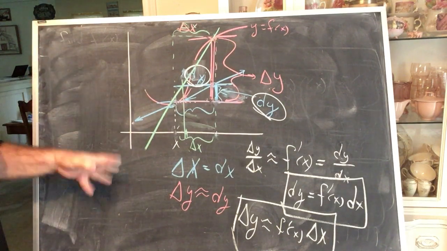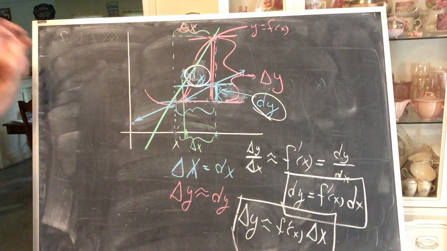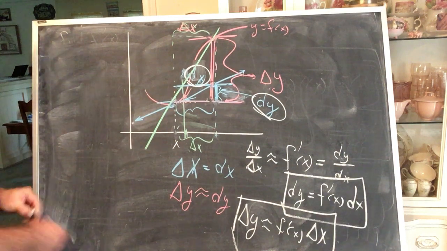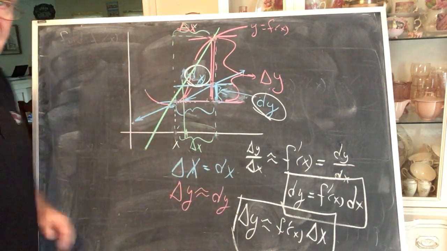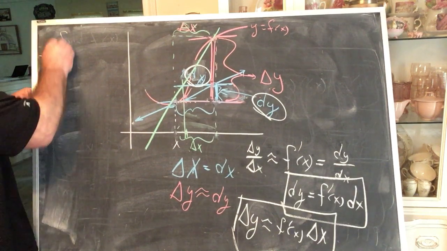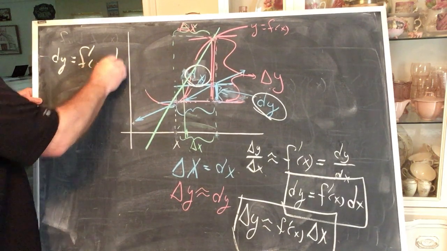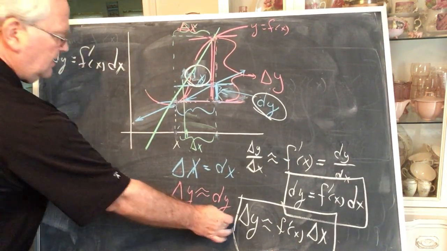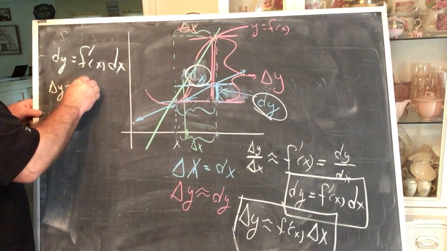None of this is something that you need to be able to apply to a problem and be able to get an answer. None of this is something you need to be able to reproduce. It is more an idea, and the two basic takeaways are these two main statements. The two main takeaways are dy is equal to f prime of x dx, and delta y is approximately equal to f prime of x delta x.